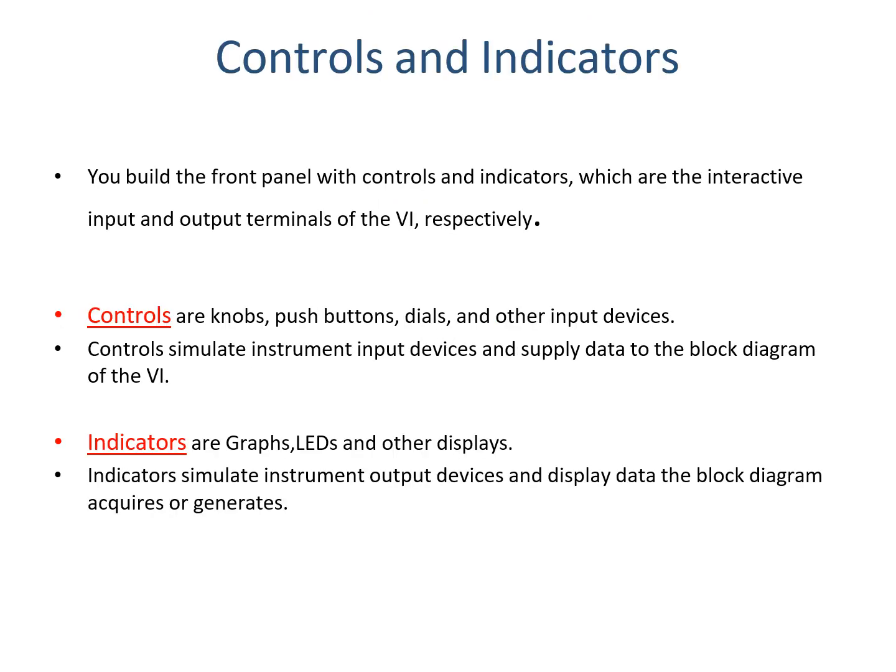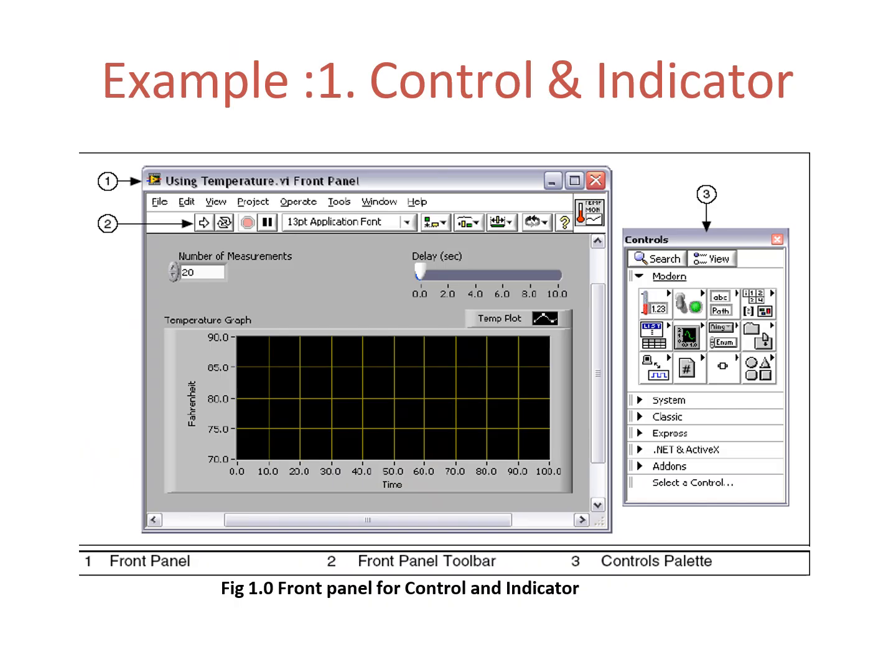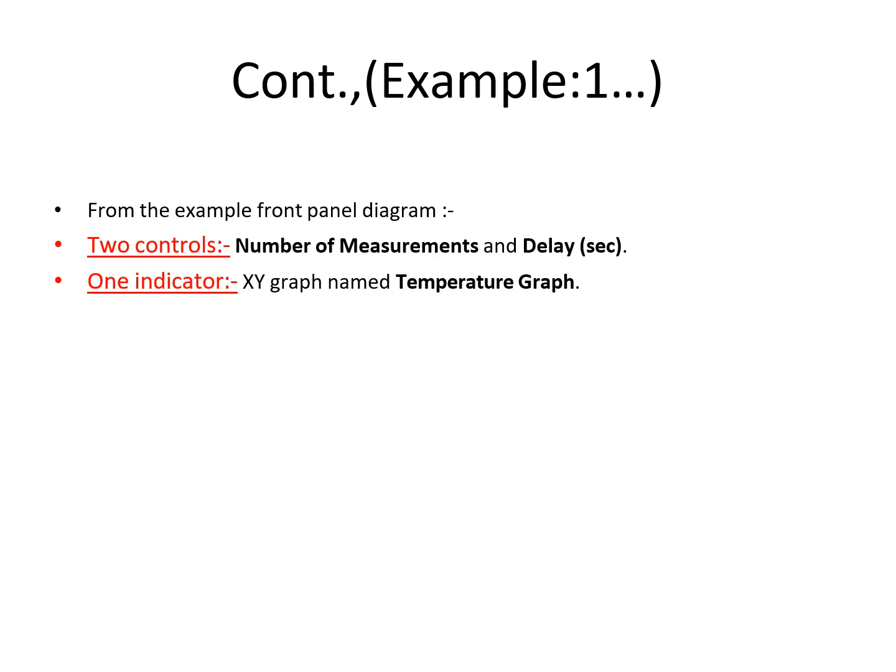Then controls and indicators. Controls are knobs, push buttons, dials, and other devices. Indicators are graphs, LEDs, and other objects. This is a simple example of controls and indicators in the front panel. This is a numeric control, then a delay. This is a waveform graph. They can be used as controls and indicators. From the figure, there is a number of measurements and a delay, consisting of two controls and one indicator, the temperature graph.